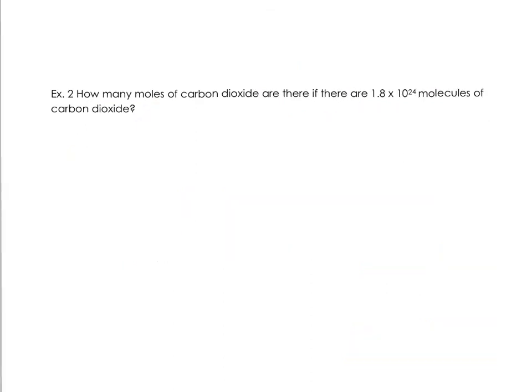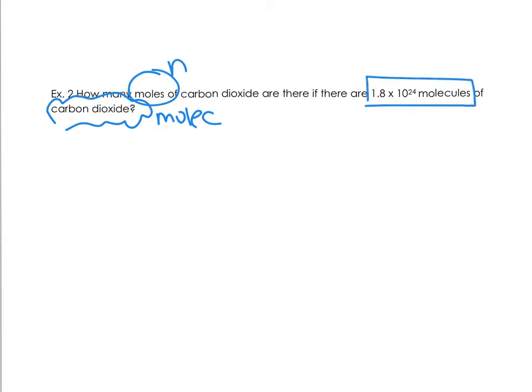Example number 2: how many moles of carbon are there if there are 1.8 times 10 to the 24 molecules of carbon dioxide? So we have a covalent compound, so Avogadro's number, the particles are molecules. We want to know the number of moles, the amount of moles, and we know that there's this number of molecules, so that's N.